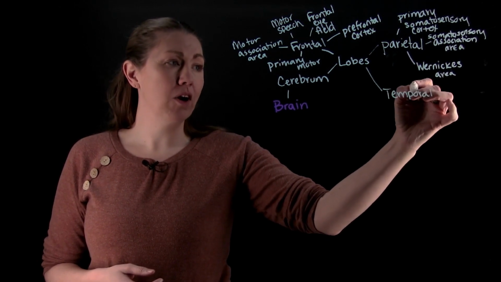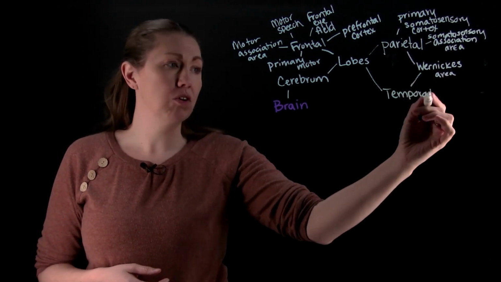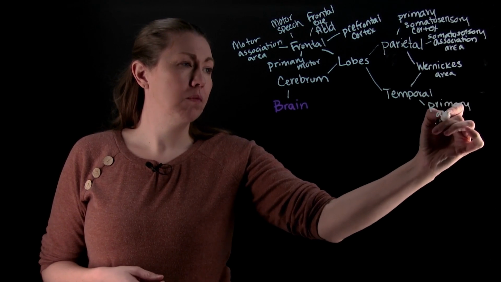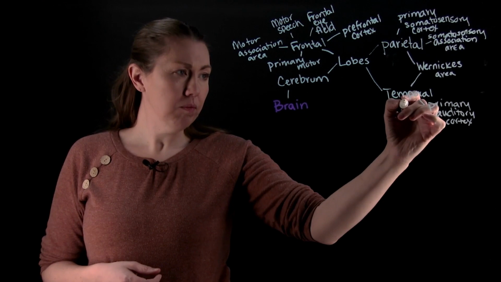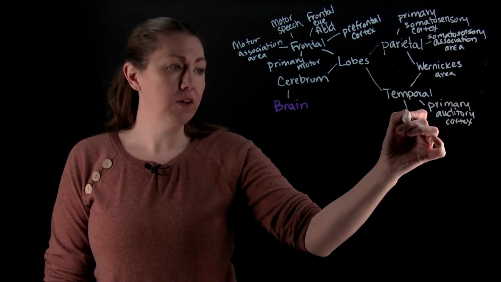So we'll have the primary auditory cortex. It does also have compartments of the Wernicke's because it overlaps between the two. Anytime you have a primary, you also have an association. So we'll have an auditory association area.